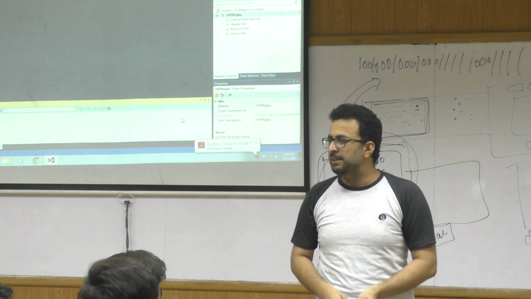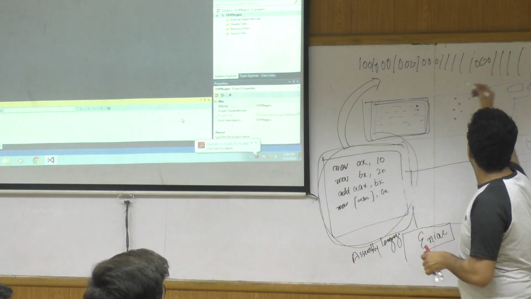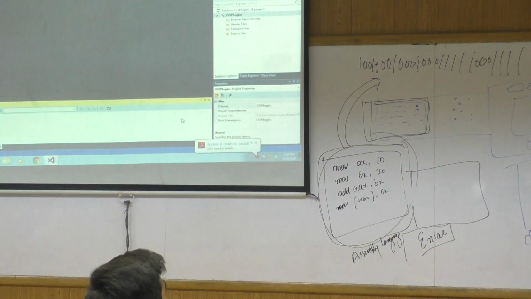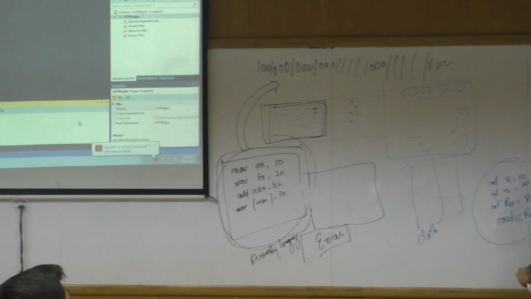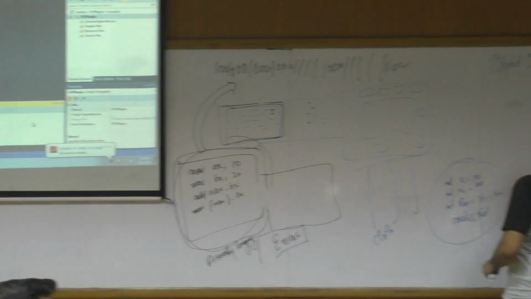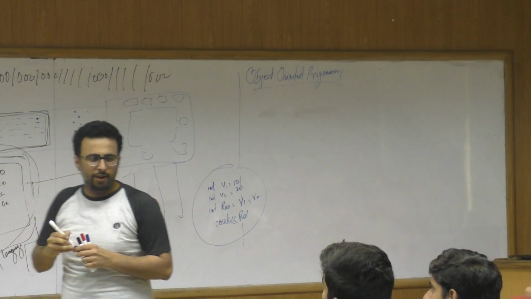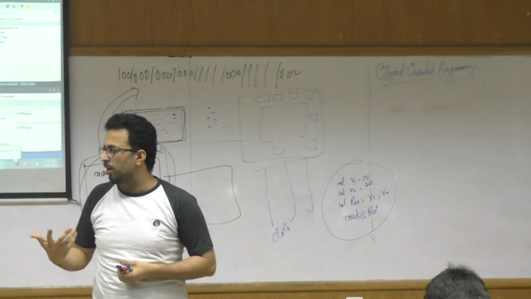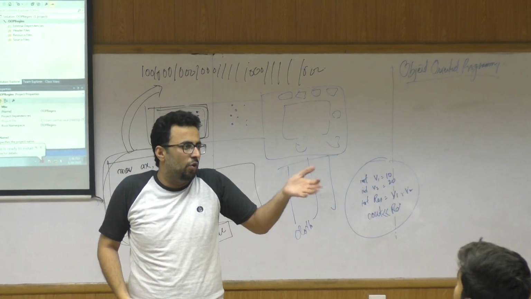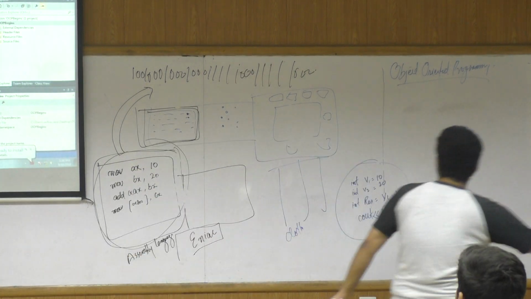Okay? And that representation, that language, that paradigm is called object-oriented programming. And I am going to show you why it's so natural. Why it is so natural for human beings to comprehend. Okay? Alright, look at this.